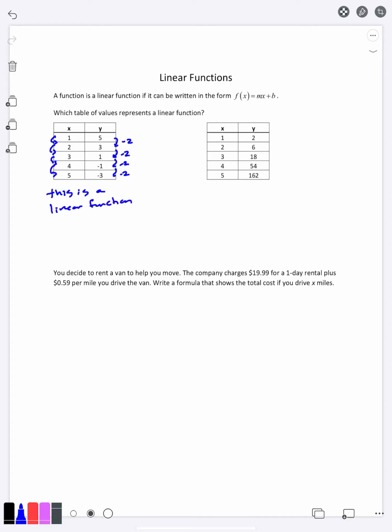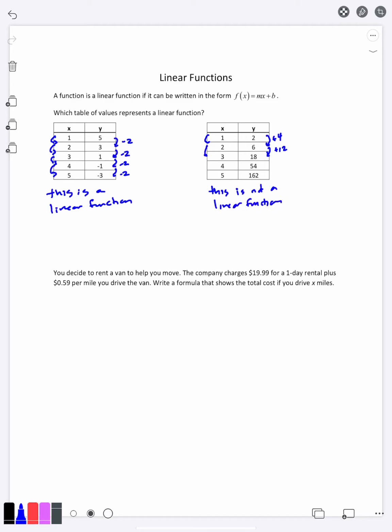So again, the defining characteristic of a linear function is that your slope, or your rate of change, is always going to be the same from one point to the next. It's never going to vary. Now, if you look at this second table here, again, my x's are always increasing by 1, but my y increased by 4, and then by 12, and then continues by different numbers there. So my slopes are all different there. This is not a linear function.